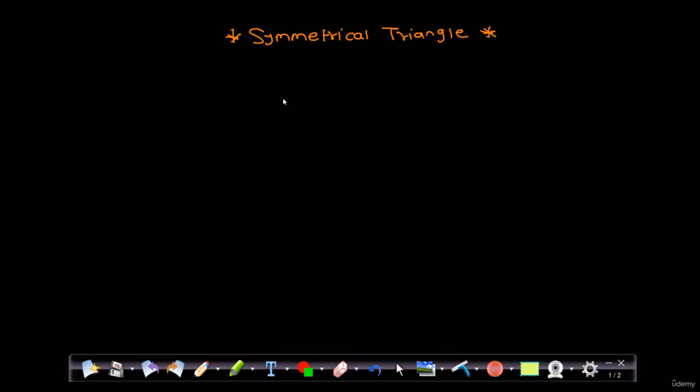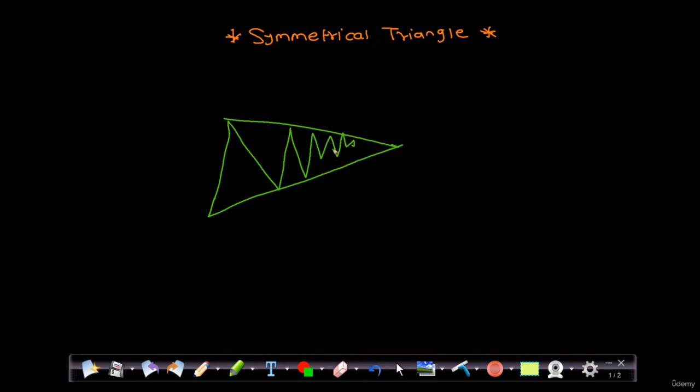Whenever a symmetrical triangle forms, suppose the market moves in some pattern like this one, but slowly goes into a consolidation phase like this. If someone draws the trend lines from top to bottom, they look like this. At some stage the market will exit from the upper side or the downside. What is the logic here? If the market breaks at any side, that trend will continue.